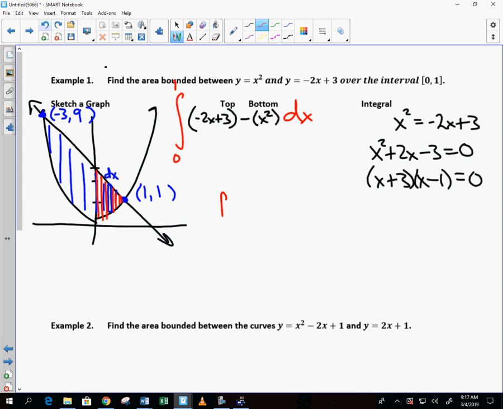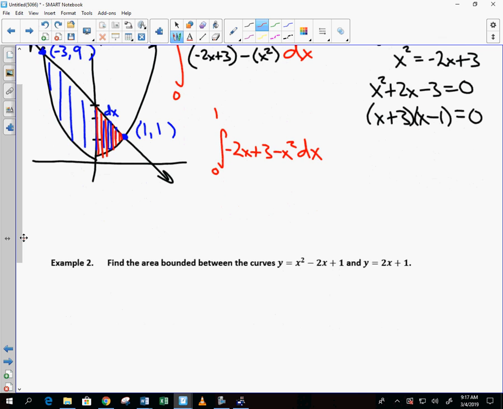Let's figure it out. This is my integral that I set up. What's the antiderivative of negative 2x? Negative x squared. Antiderivative of 3. Antiderivative of negative x squared. Works out quite nicely that if we plug in 0, we get 0. If we plug in 1, that'll give us the result. I'm going to write everything in terms of thirds. Is that okay with you?